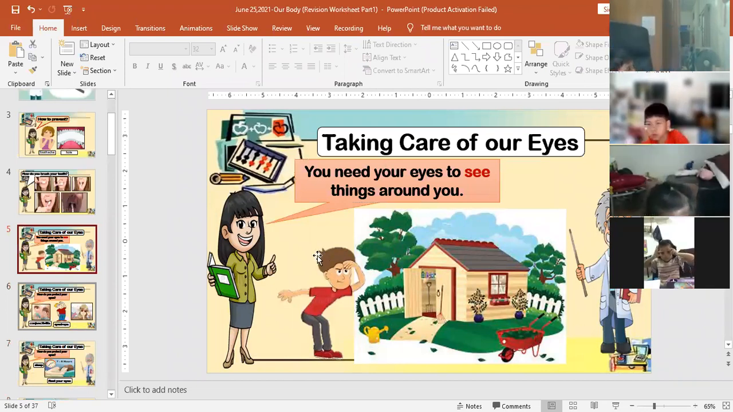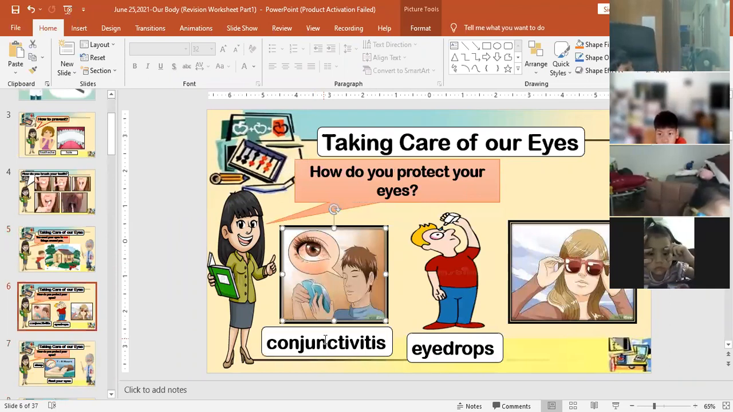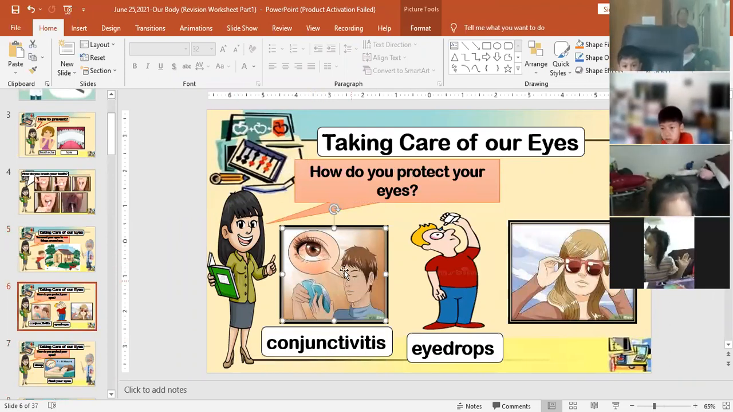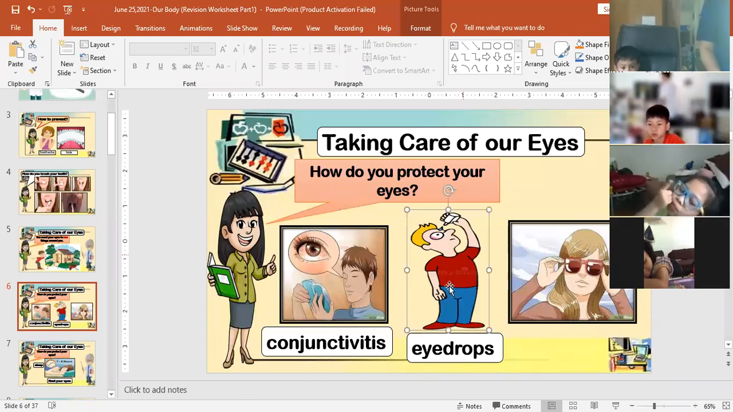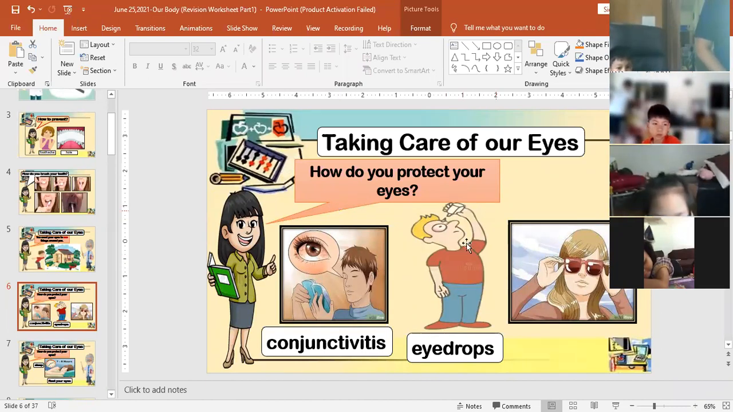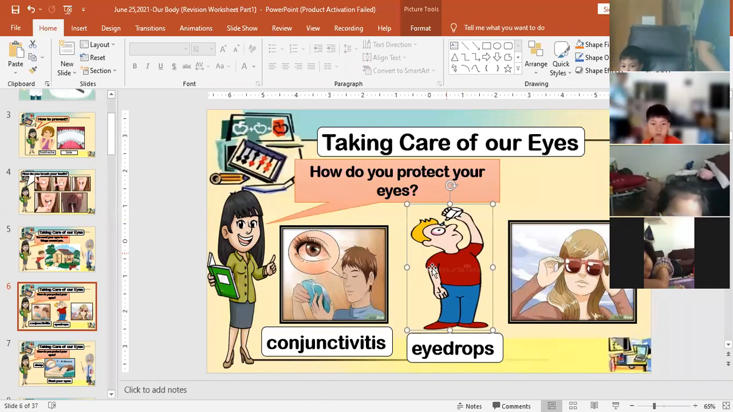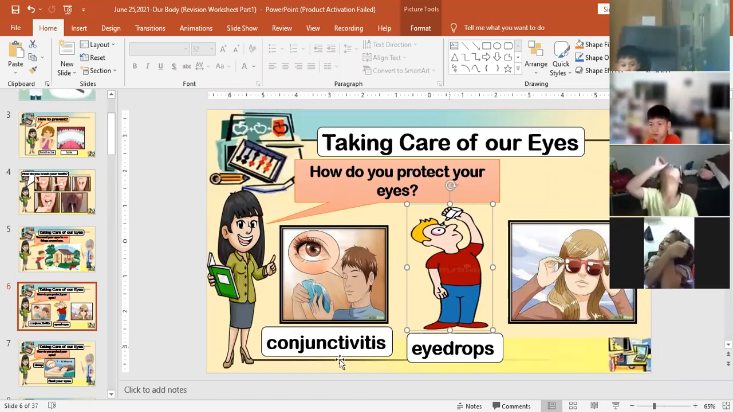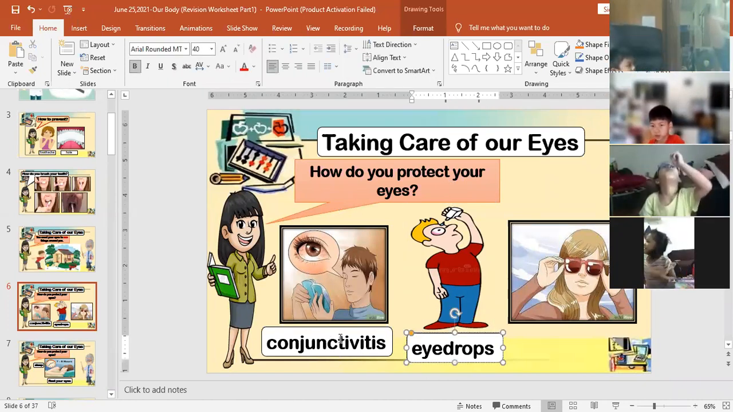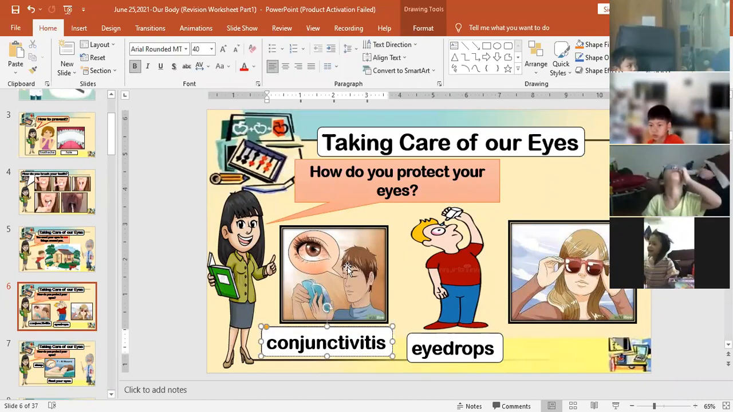For example, when you have conjunctivitis or red eye, what will you use? What will you use to protect your eyes? You put eye drops so that your conjunctivitis will be healed or removed.